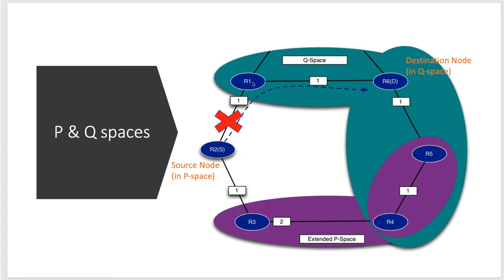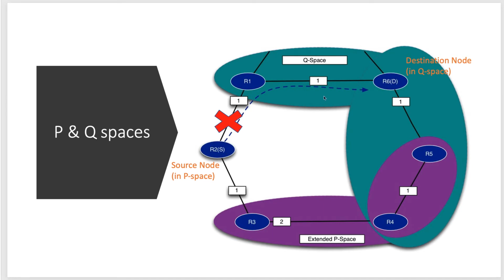But because there is a failure, R1 is not in the extended P space. Now let's quickly talk about the Q space again. Q space contains the routers that normally reach our destination, which happens to be R6 in that case, without using this link, meaning the link between R1 and R2.